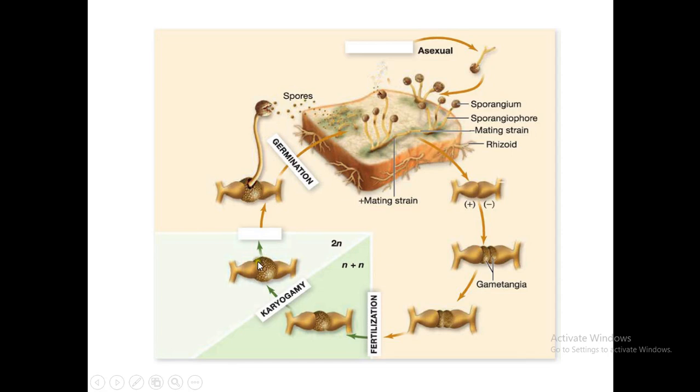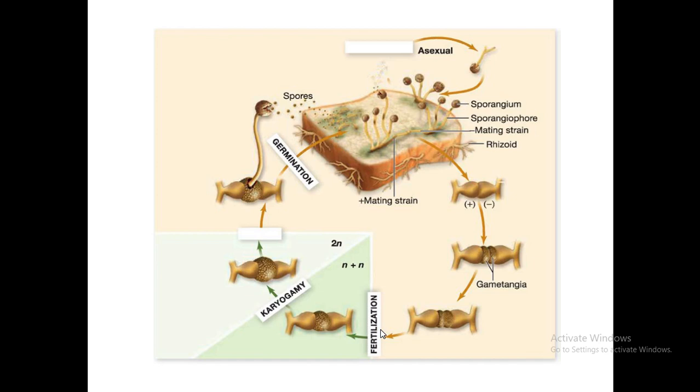I'm saying dormant because if the environment is not suitable for them, it remains dormant for a period of time. Then, when the conditions are favorable, this zygospore will start germination, and a new rhizoid or stolon is formed, and it bears the sporangium in which the spores are produced. So this is a bread mold, and this is the asexual cycle, which continues after germination from here, and this is the sexual cycle.